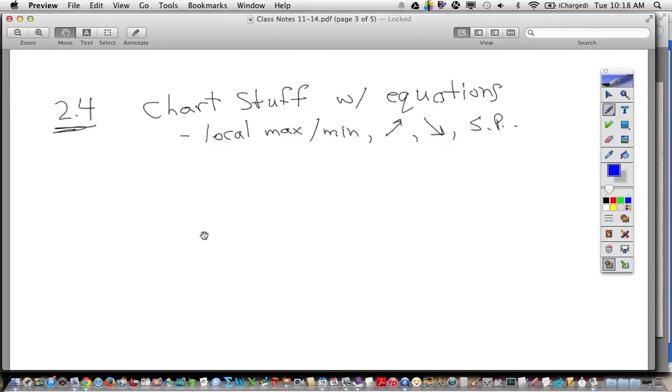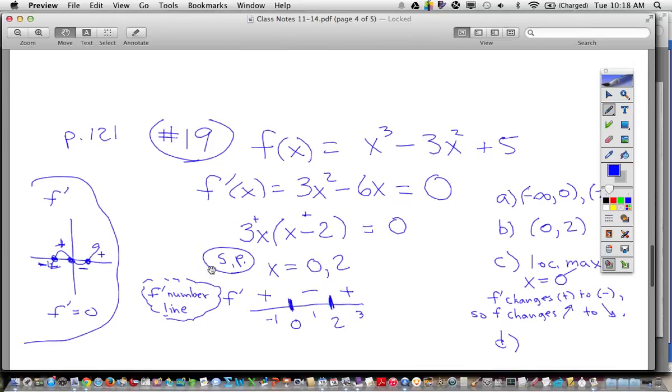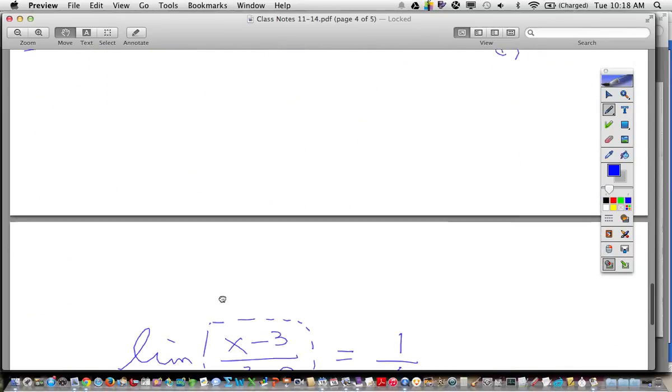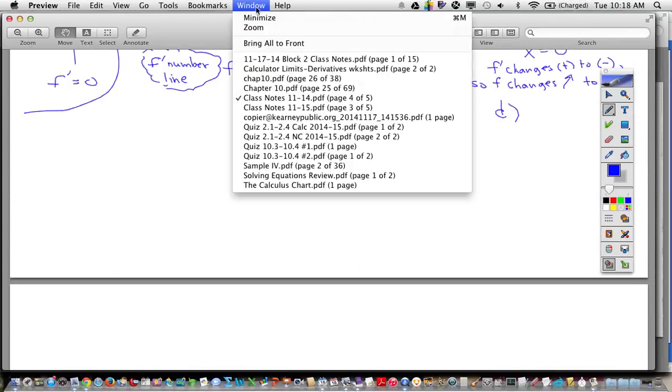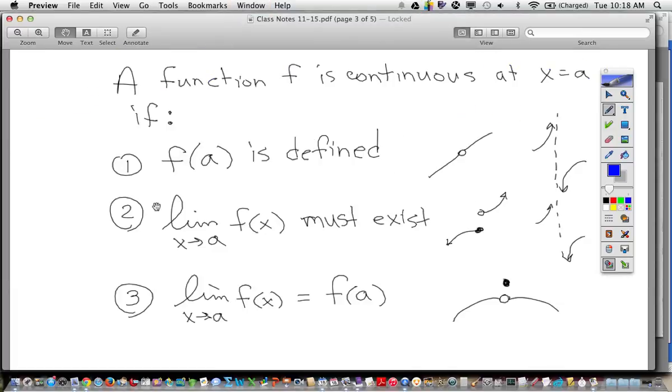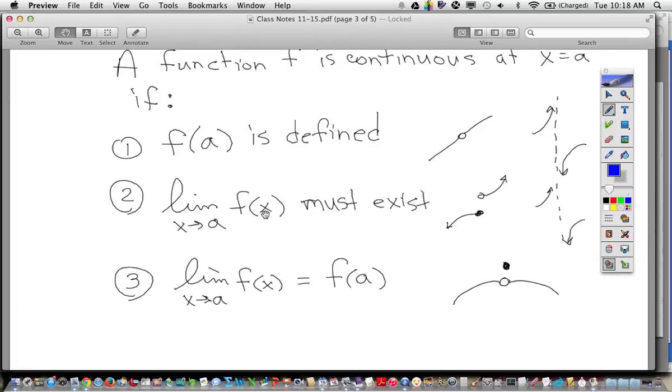All right, and so we want to do this chart stuff and so forth. And then there was a max min problem. Oh, okay, I needed the other page. And then the last thing was this idea we talked about, a function being continuous at a point, and continuous means you don't lift your pencil, right?